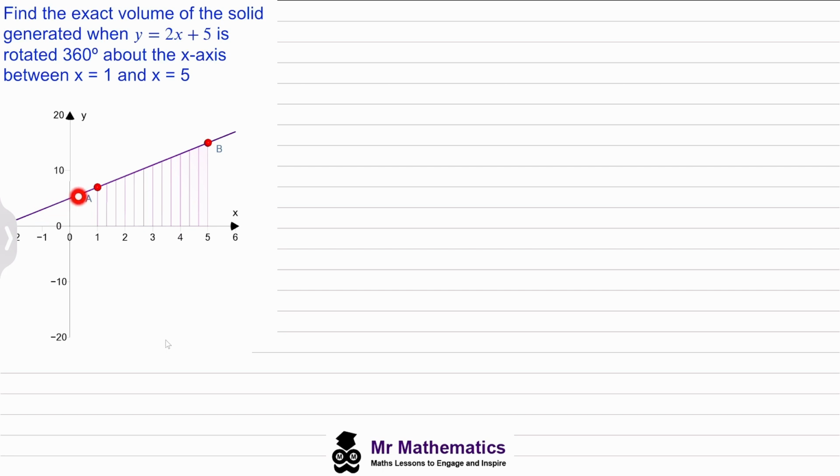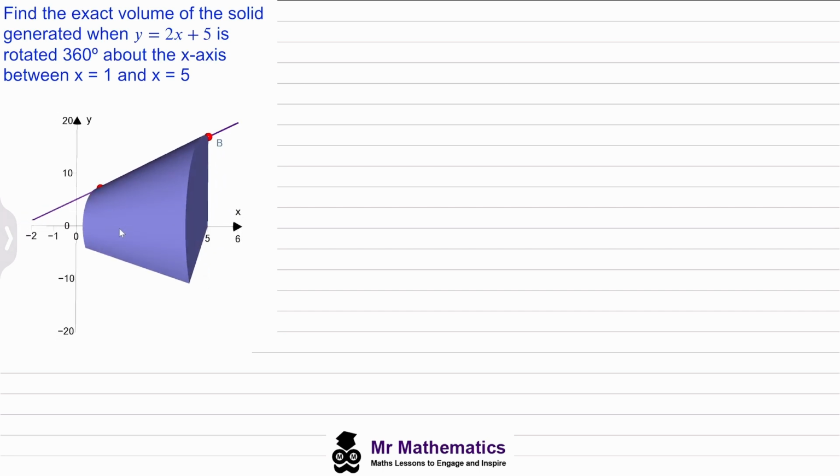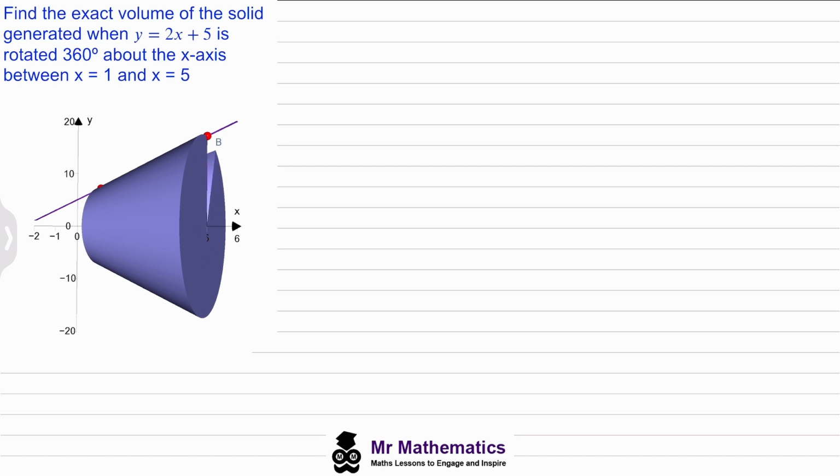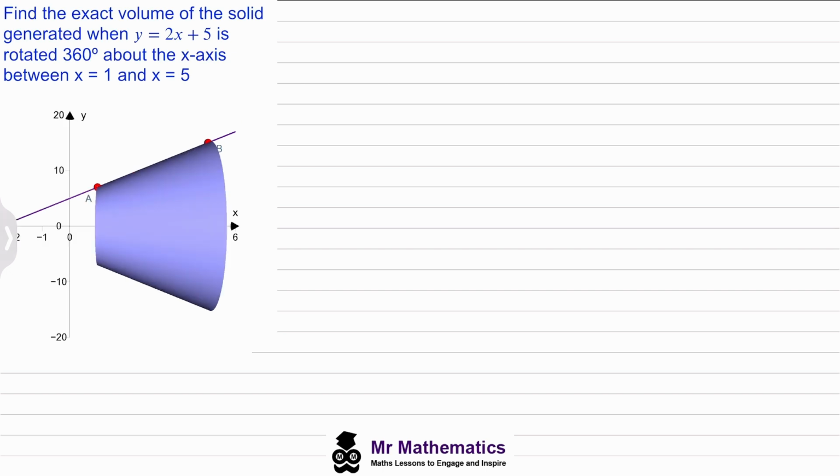Here we've got the graph of a line y equals 2x plus 5. Now imagine if we take this line and revolve it around the x-axis. By doing this we create a three-dimensional shape. And this process of revolving the line 360 degrees or 2 pi radians around the x-axis creates what we call a solid of revolution. When we revolve a line around the x-axis, every point on the line traces out a circle in the xy plane.